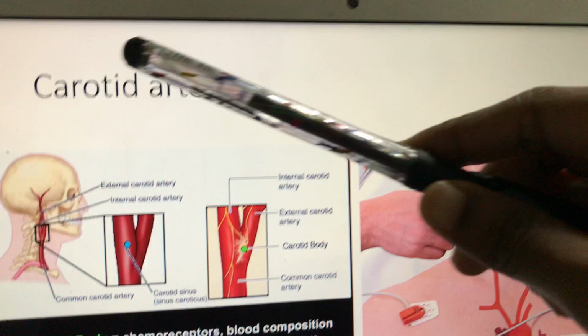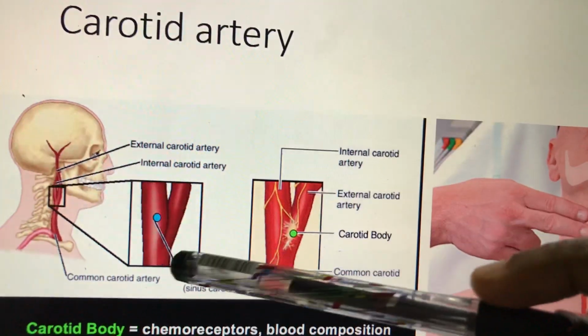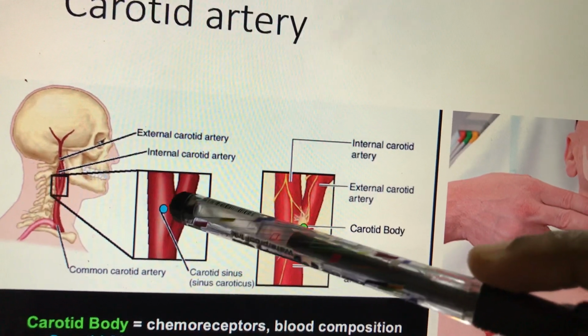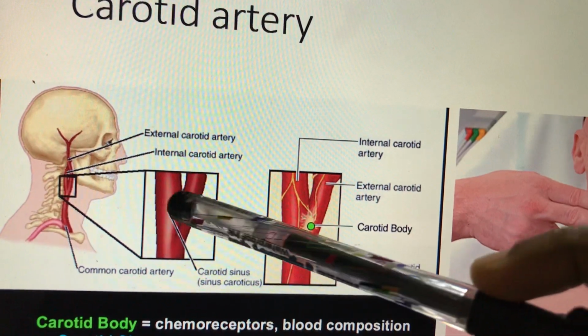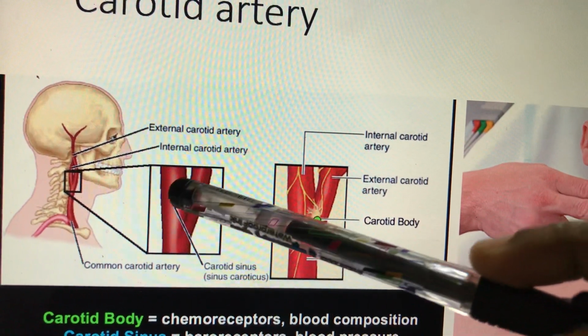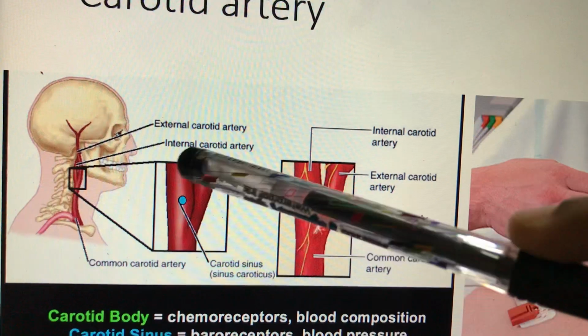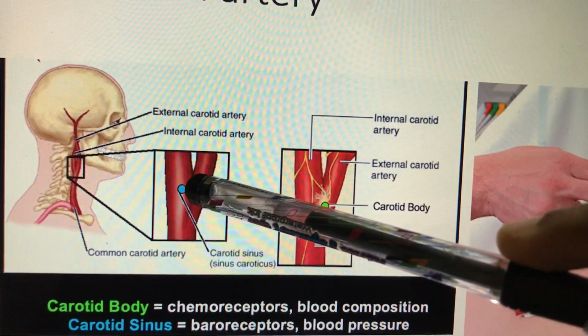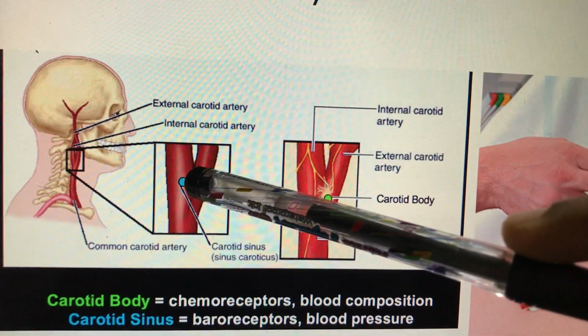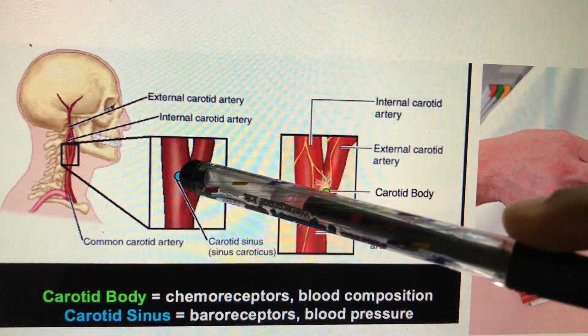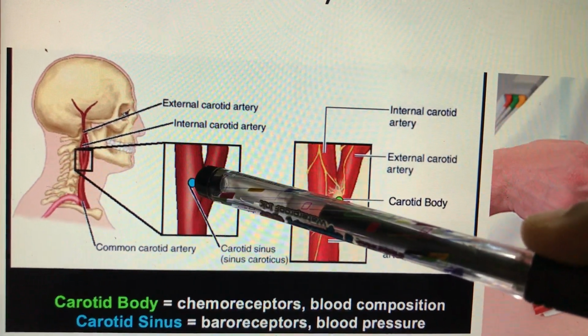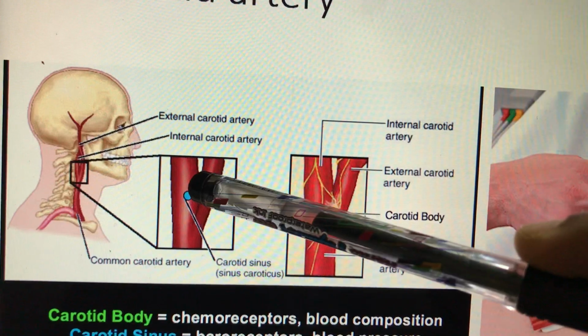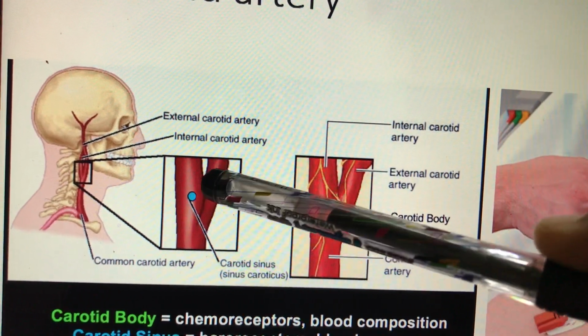The next one is carotid artery. The carotid artery, everybody knows, at the bifurcation of the carotid artery you can see the bulge, that is called carotid sinus. Inside that you will be having the carotid body. Carotid sinus has the baroreceptors and the carotid body has the chemoreceptors. Baroreceptors are responsible for the blood pressure and the chemoreceptors are responsible for the oxygen carbon dioxide ratio.